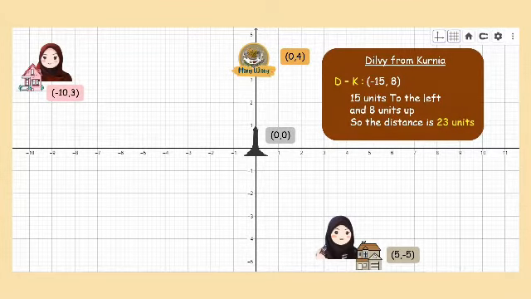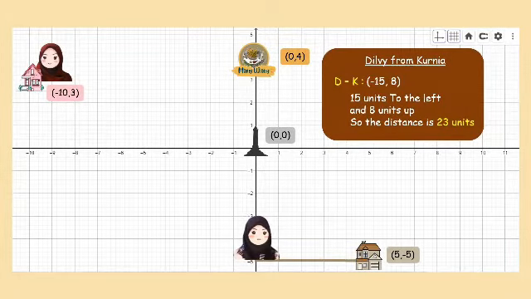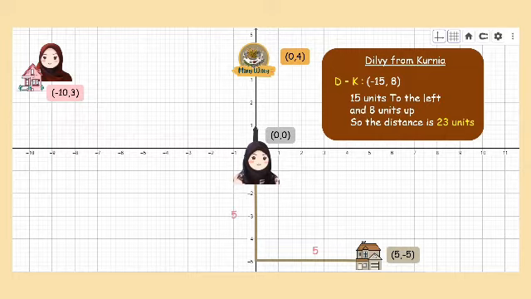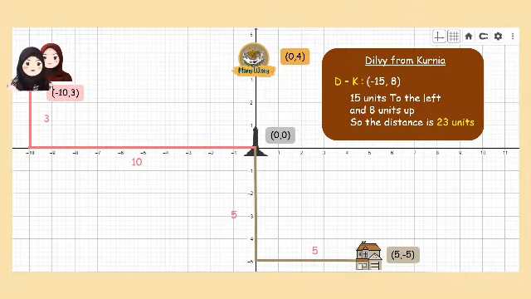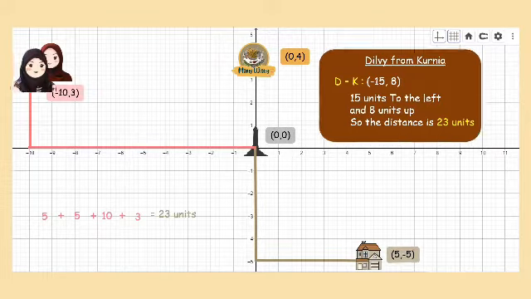Manually, to reach Dilvi's house, Kurnia has to walk 5 units to the west, 5 units to the north to the 0 km monument, then 10 units west, and 3 units to the north. Yahoo! Alright!